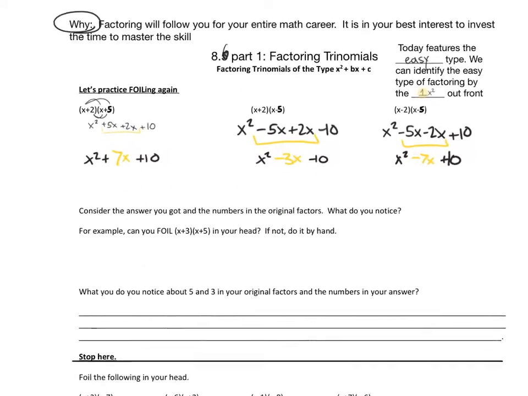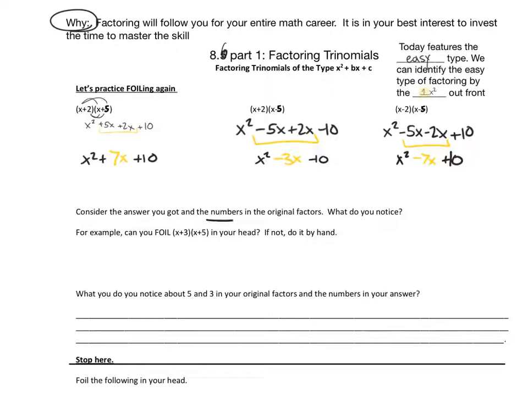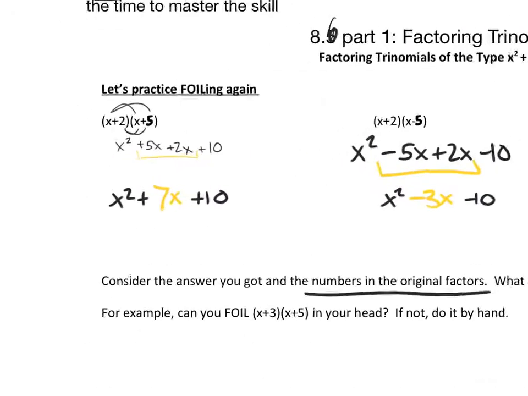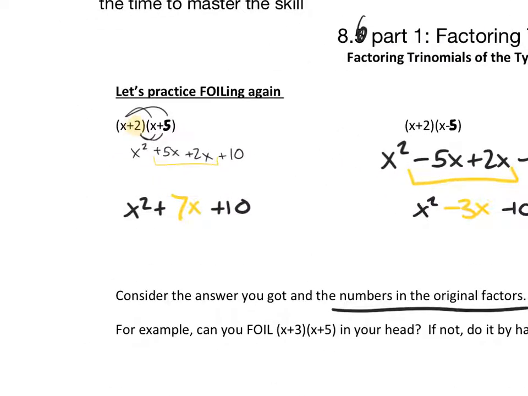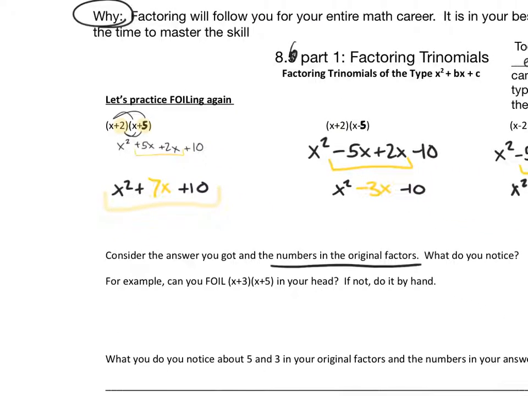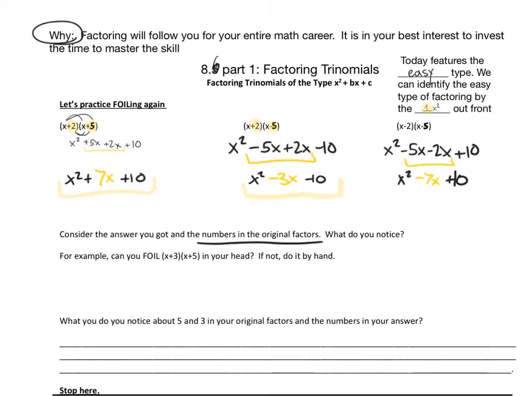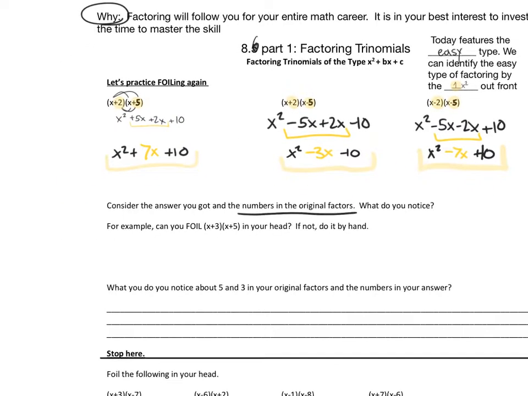Okay, so it says consider the answer you got in the numbers and the original factors. What do you notice? So what I want you to go back and look at is, and I'm going to keep them color-coded, what do you notice about positive 2 and positive 5 as it pertains to this? What do you notice about positive 2, negative 5 as it pertains to the answer? What do you notice about negative 2 and negative 5 as it pertains to the answer? Pause the video and think for a minute and think about the relationship. What do you notice?